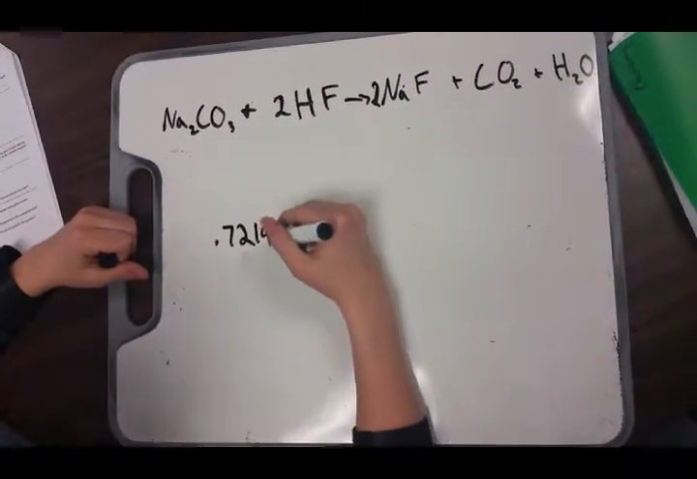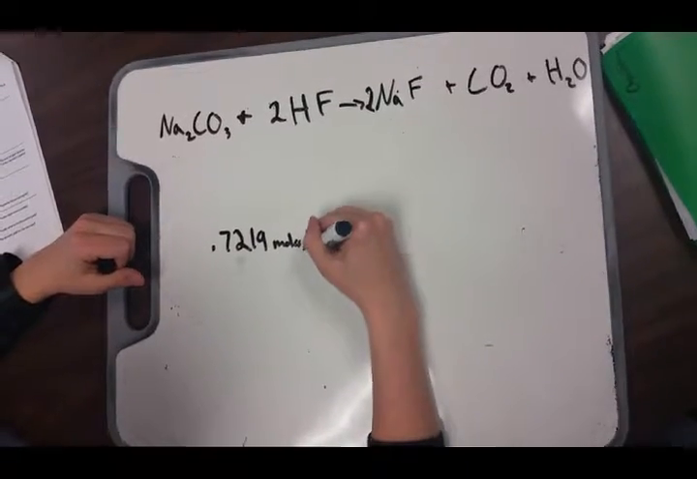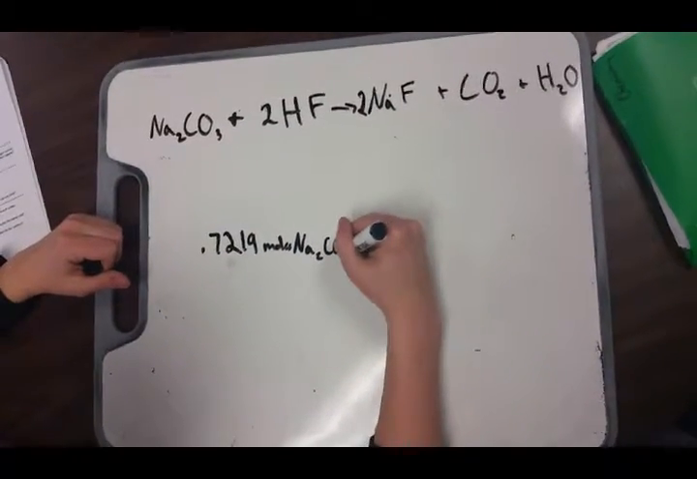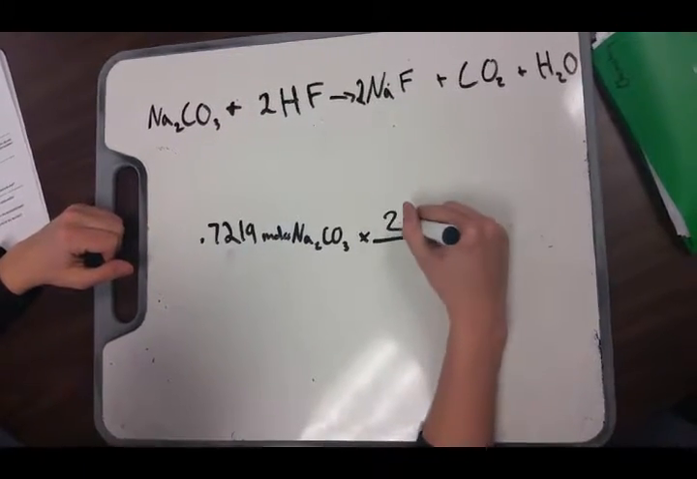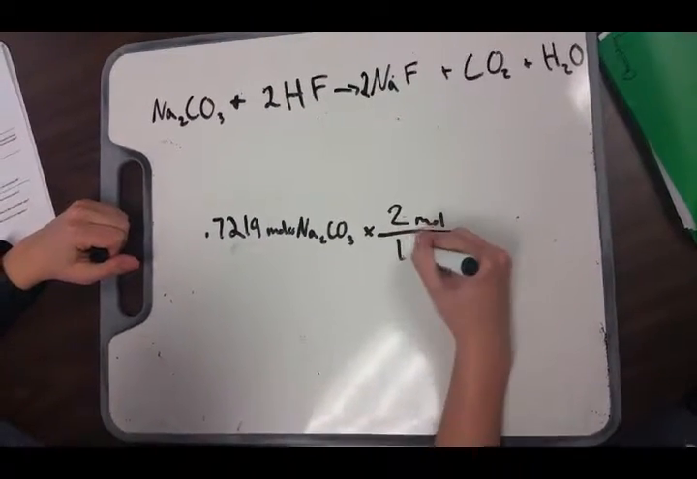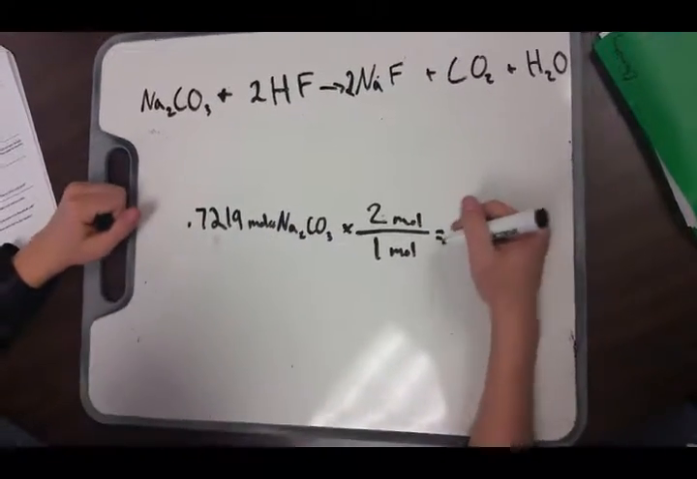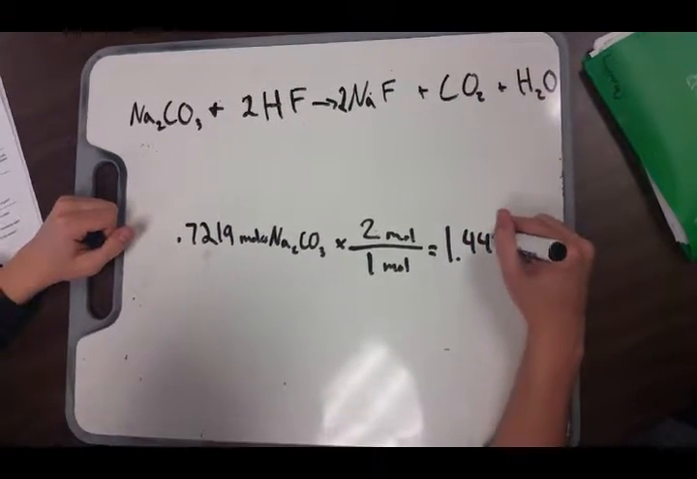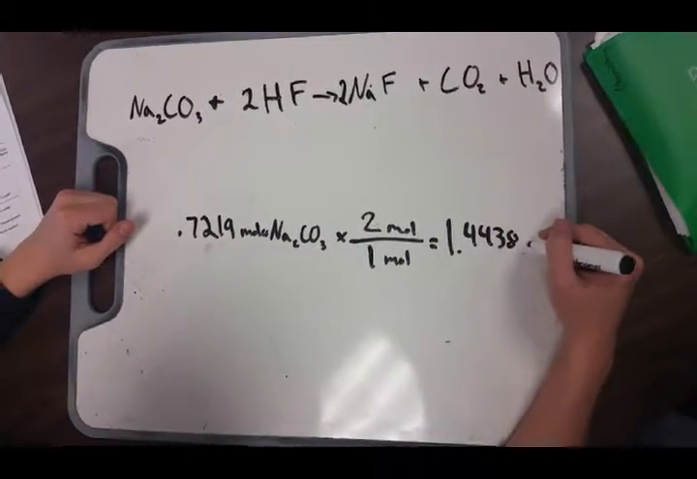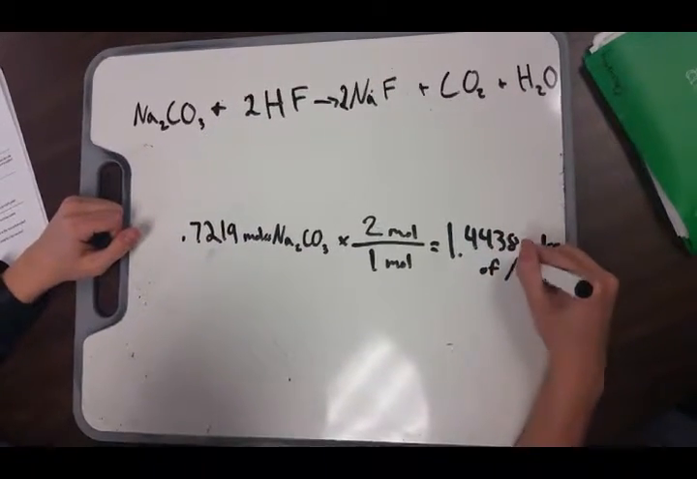Now that we have found our limiting reagent, we want to take that 0.7219 moles of sodium carbonate and multiply it by the mole-to-mole ratio from sodium carbonate to sodium fluoride, which is a 1:2 ratio. And that should produce 1.4438 moles of sodium fluoride.